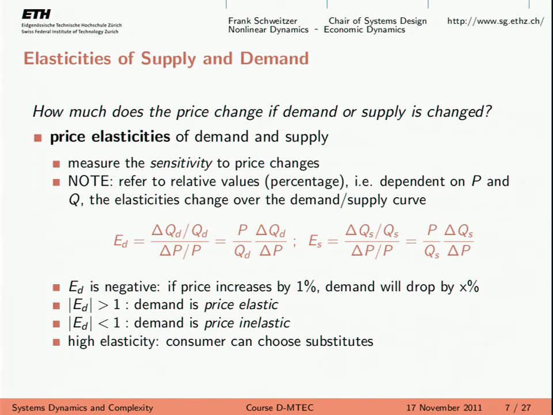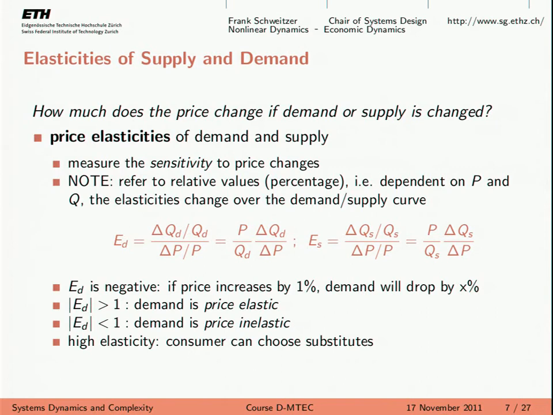Elasticities of supply and demand. Again, you probably know this, but let me just mention it. When we talk about elasticities, at least in this course, it's about percentage changes, relative changes. If the price increases by 2%, by how many percent would your demand decrease? The elasticity of demand is the percentage change in the quantity demanded divided by the percentage change in the price. The same for supply: percentage change of quantity supplied divided by the percentage change of the price.